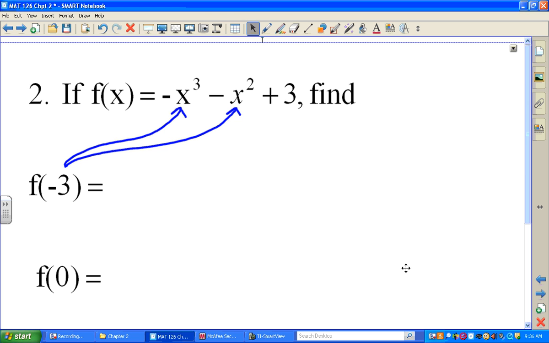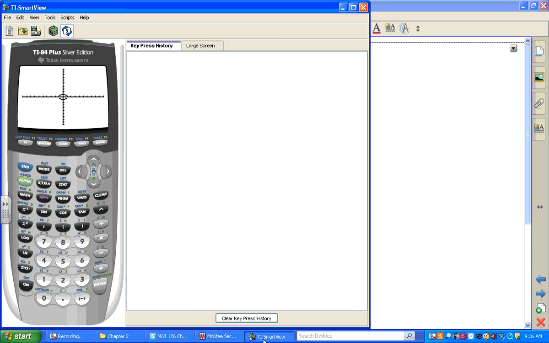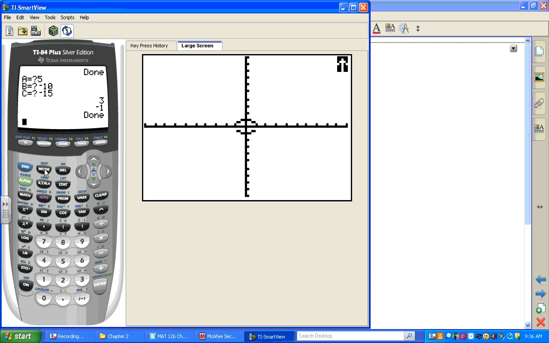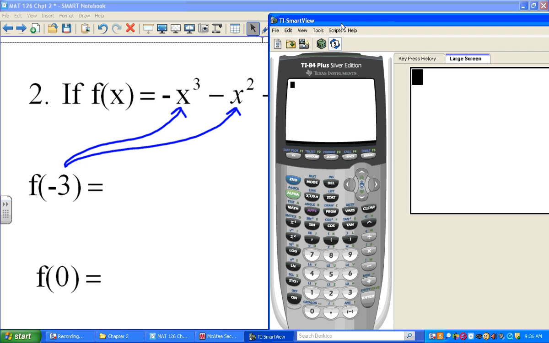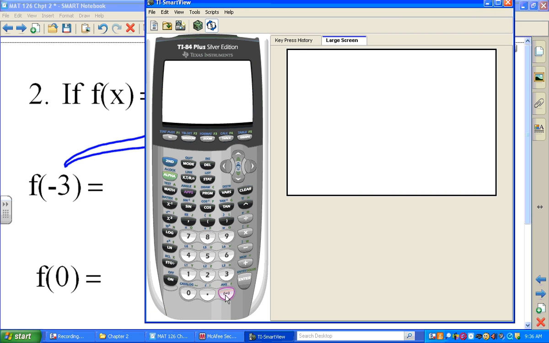So this is a rule known as the f function, okay? I'm going to type this into the calculator just to show you different ways of doing it. You can do it the regular way. -3 is in place of x, isn't it? Okay, I'm going to put -3.